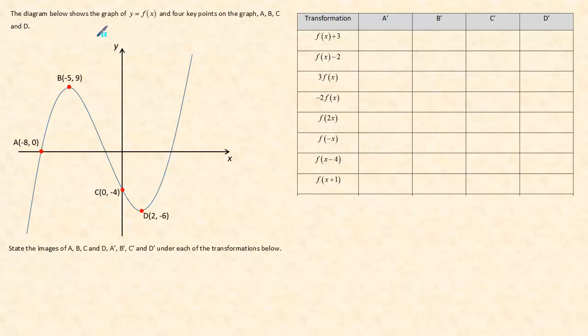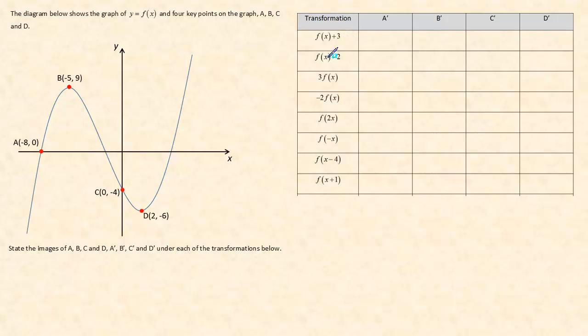The diagram below shows the graph of y equals f of x and 4 key points on the graph, A, B, C and D. We want to state the images of A, B, C and D, which are called A dashed, B dashed, C dashed and D dashed, under each of the transformations below. And we can see that the first transformation is f of x plus 3.